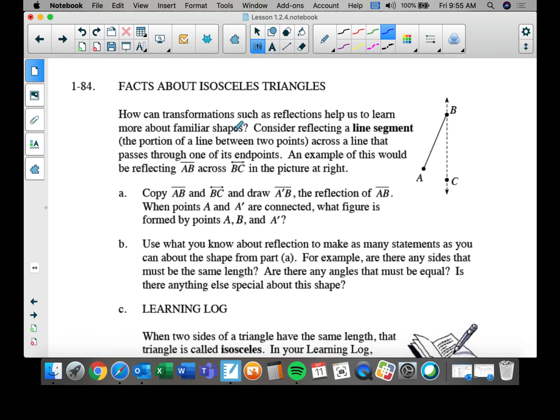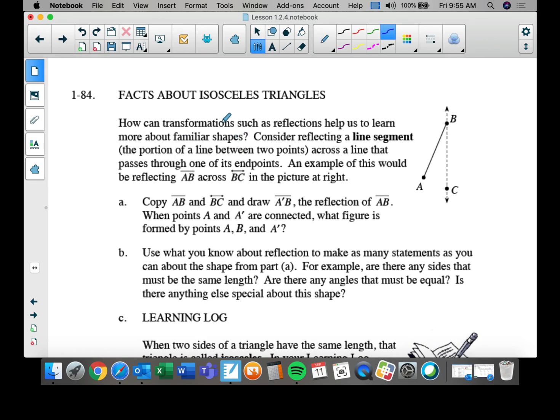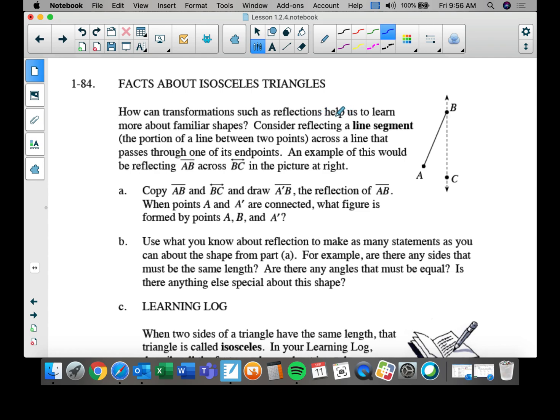All right, last problem then. Last thing that we're going to take a look at here is we're going to use transformations with reflections to learn about some other familiar shapes. Okay, so notice it says here, consider reflecting a line segment across a line that passes through one of the endpoints. So if you take a look at this picture, I'm going to just sketch this in is what I'm going to do.